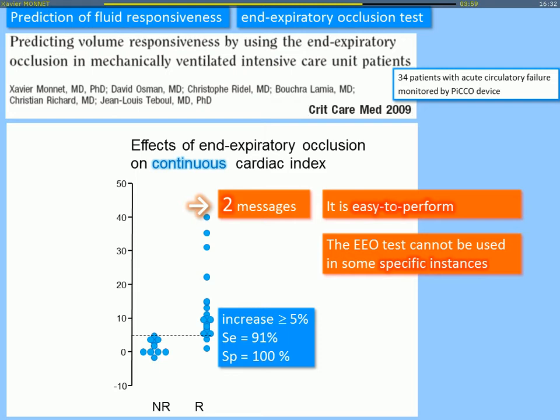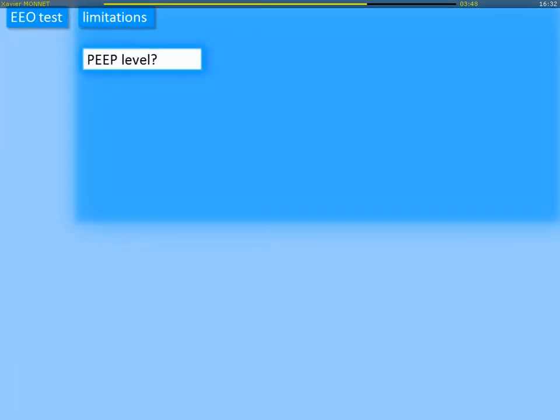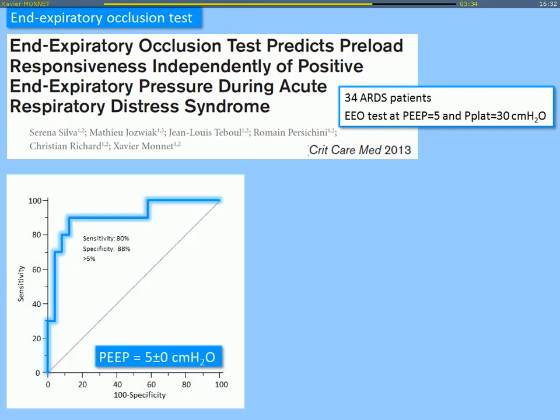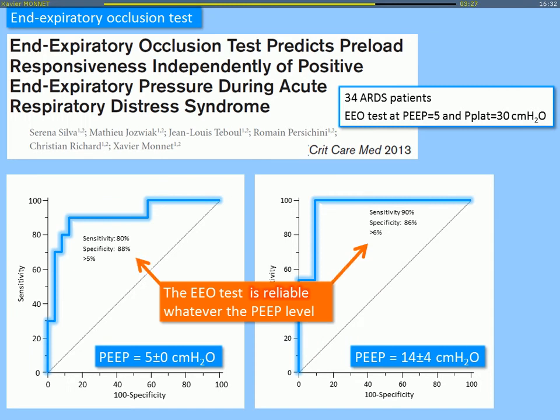Of course, and again, this is the reason why you should perhaps test it. Then we must also bear in mind that it's not possible to use it in some circumstances where it is limited. It could be related to the PEEP level, because you reduce the airway pressure to the PEEP level, but actually it's not the case. This is at least what we suggested in this study with Serena Silva and Jean-Louis Teboul also. We showed that if we changed PEEP from 5 to 14 centimeters of water, the area under the ROC curve was the same. It means that in this range of PEEP levels, the test remains reliable.